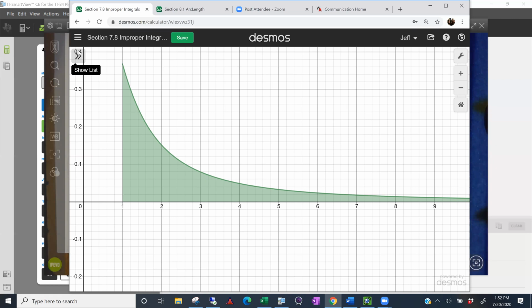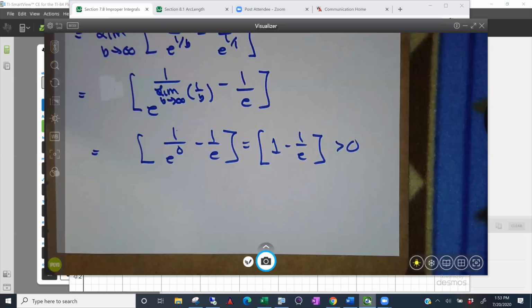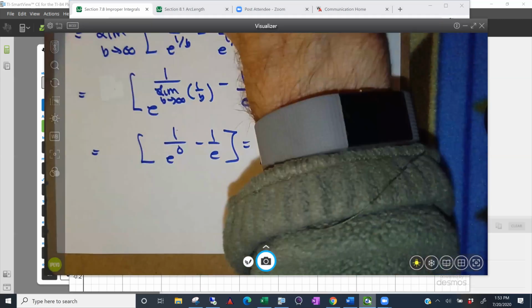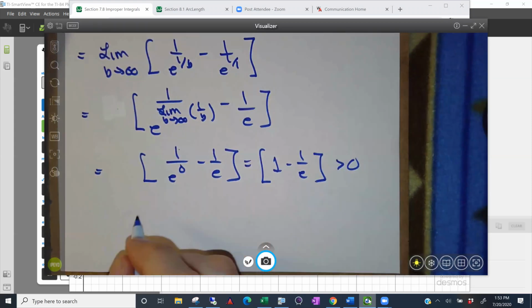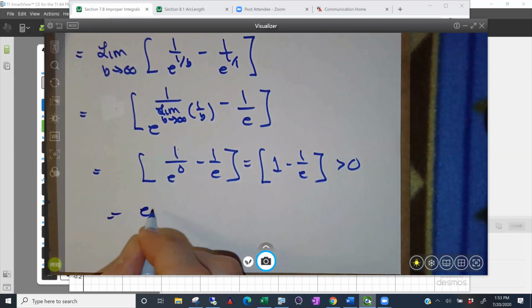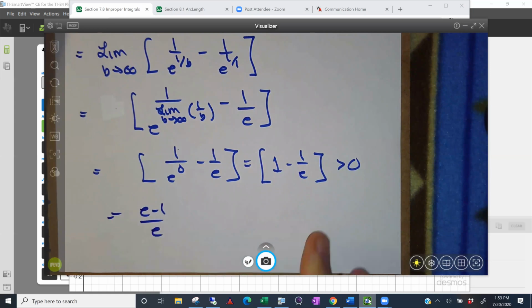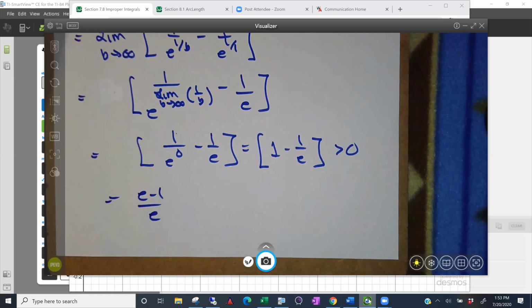For now, how are we looking with this one? Let me go back here. If you got a common denominator, you could write that as e minus 1 over e. That would be a nice, clean way to write your final answer.